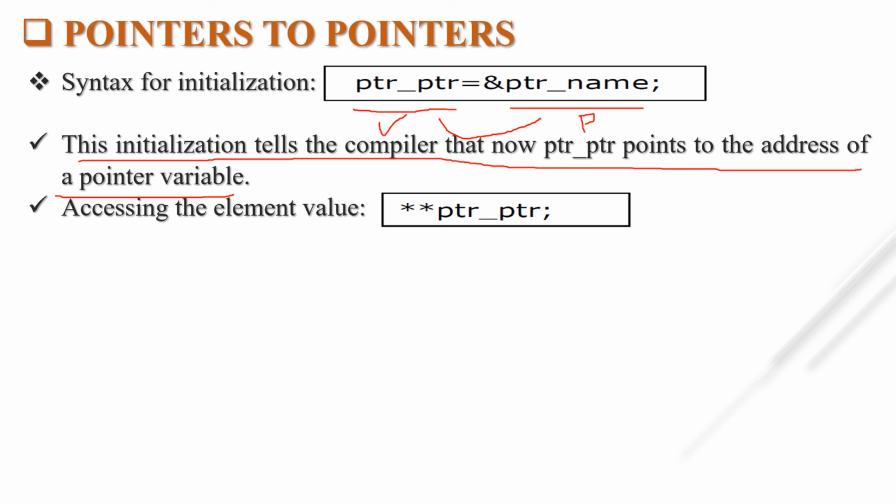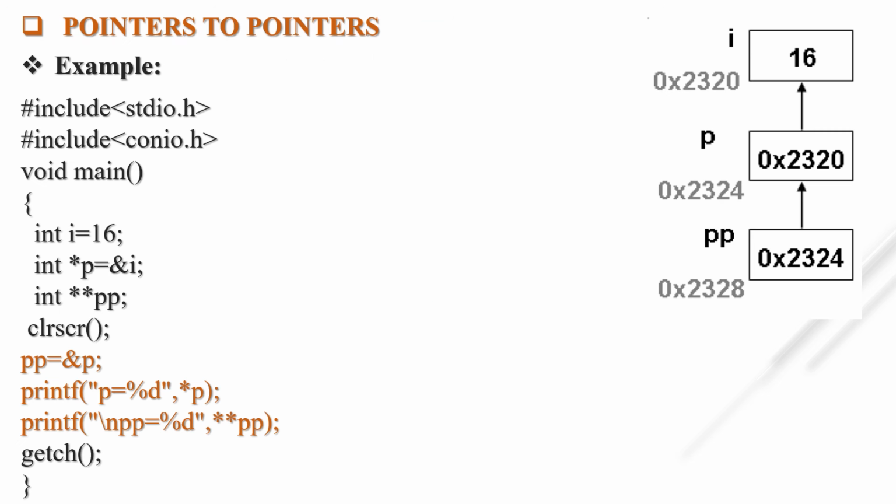So how to access the pointer to pointer? In a pointer, how do we access the value? Simply star and the variable name. But in pointer to pointer, if you want to access the value at that particular address, you have to put two stars. Okay, let's see one example so you can understand better.